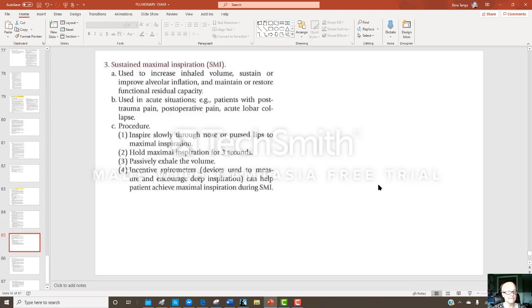Procedure. Inspire slowly through the nose or pursed lips to maximal inspiration. Hold maximal inspiration for 3 seconds. Passively exhale the volume. Incentive spirometers, devices used to measure and encourage deep inspirations, can help patients achieve maximal inspiration during sustained maximal inspiration.